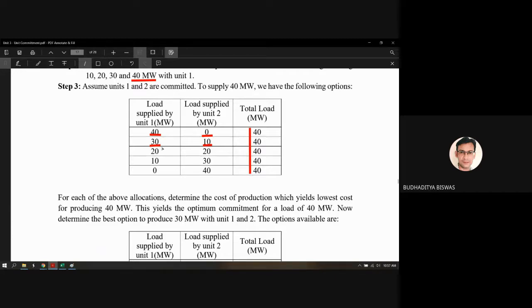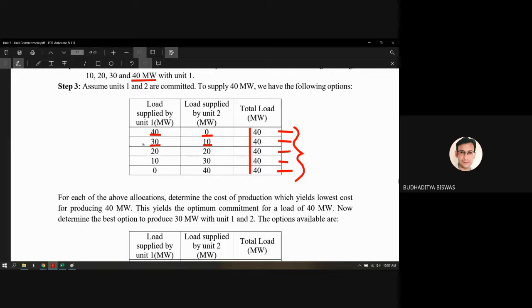So how are these generated? If it is generated by unit 1, then unit 2 should generate nothing. So in this way, we must draw some table. So for each of the allocations, determine the cost of production which yields the lowest cost for producing 40 megawatt. Because these are the conditions. This is our first condition, this is the second condition, third condition, fourth condition, fifth condition. So these are all the conditions for generating the 40 megawatts using unit 1 and unit 2. And we need to find out the production cost for this one.